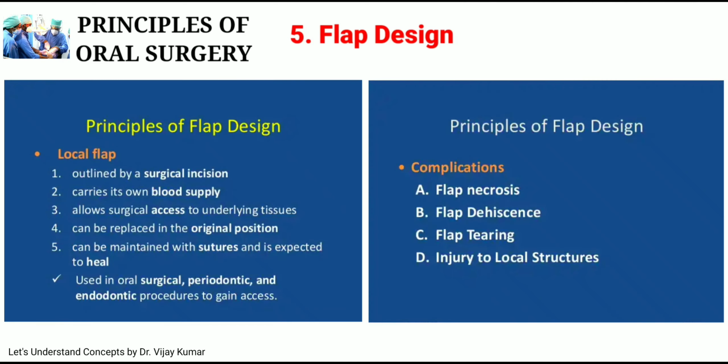Then we come to the principles of flap design. The first principle is that the flap is outlined by a surgical incision. We saw the types of incision in the fourth principle of oral surgery in the previous part. Second, it carries its own blood supply. Third, it allows surgical access to the underlying tissue. Fourth, it can be replaced in its original position. Fifth, it can be maintained with sutures and is expected to heal.